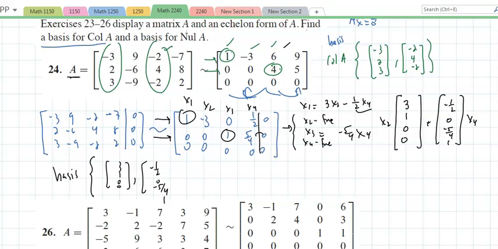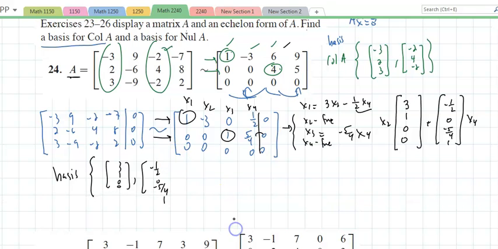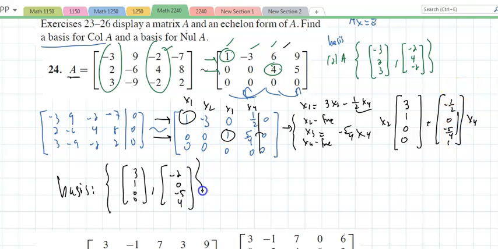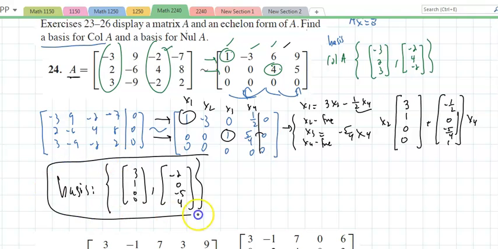I do need to warn you, any multiple of those will do. So don't be surprised to see that as negative 2, 0, negative 5, and a 4. They multiply this by 4 to clear the fractions. You don't have to. This is the basis for the null space. A massive deal for us that's coming up.